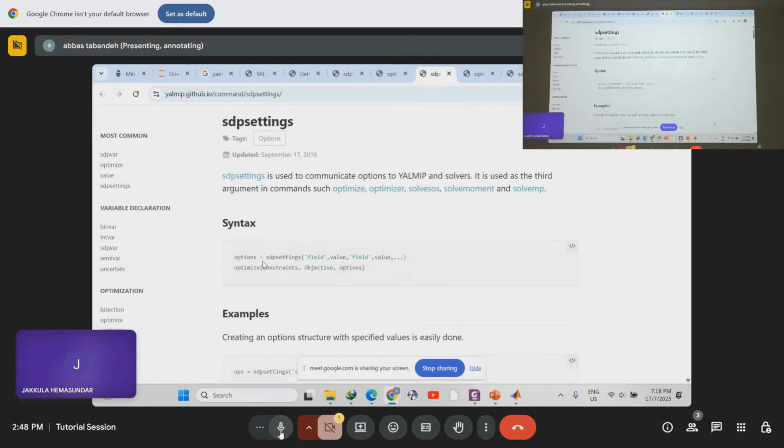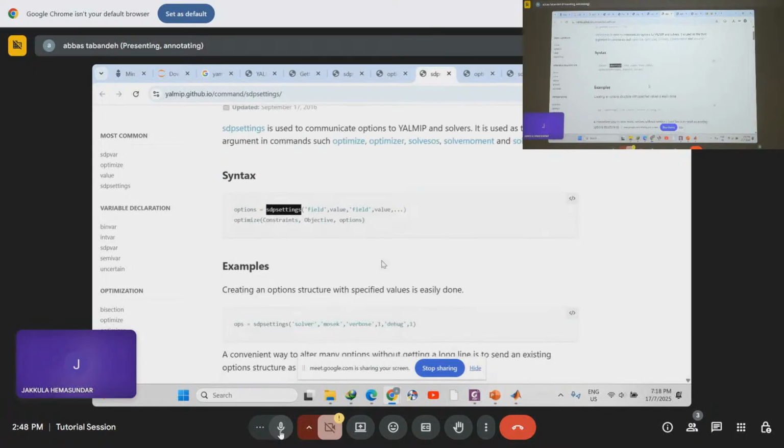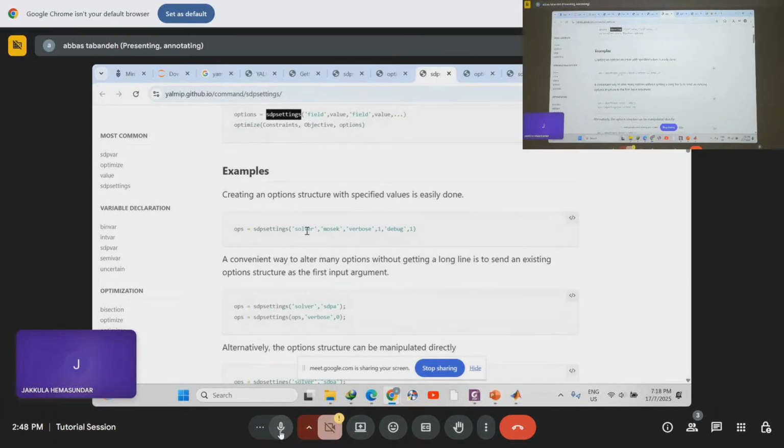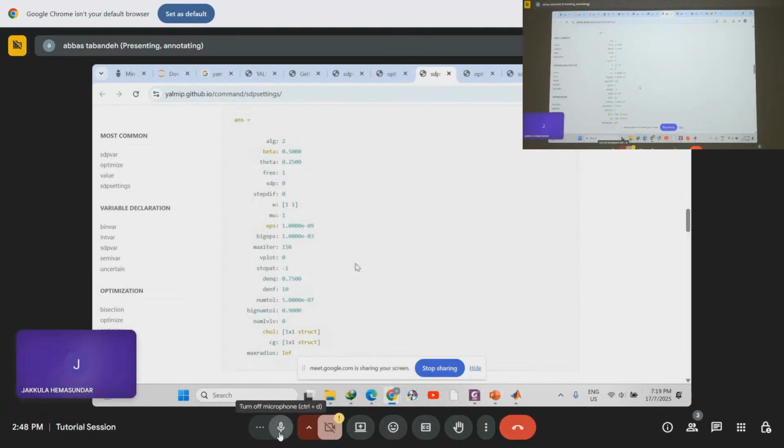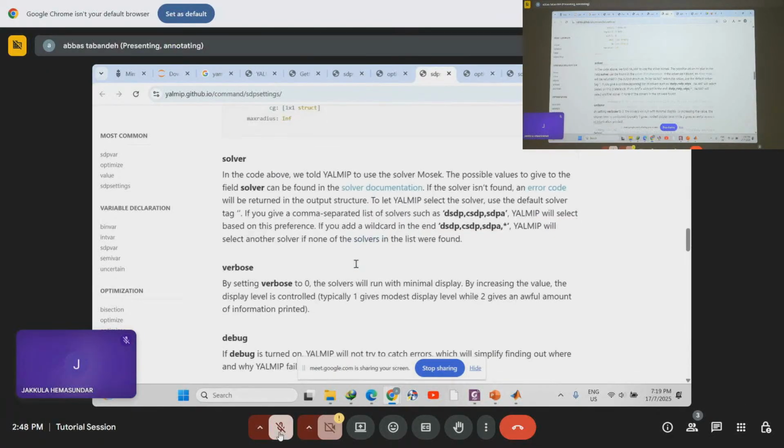And here you can see how you can define and manipulate the settings. You need to use this syntax, and then you have one field and value, and then you can change them. For example, here you need to use solver. They have used the mosaic solver, and these are other parameters that you can change and set. So you can read the instructions, they have explained it very, very well.